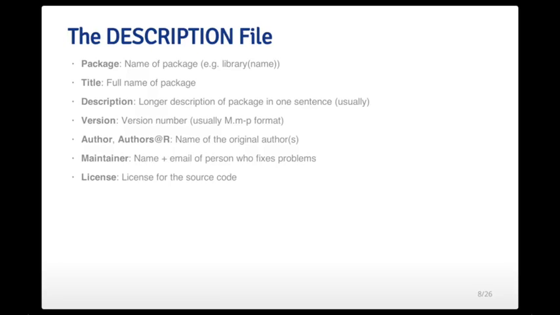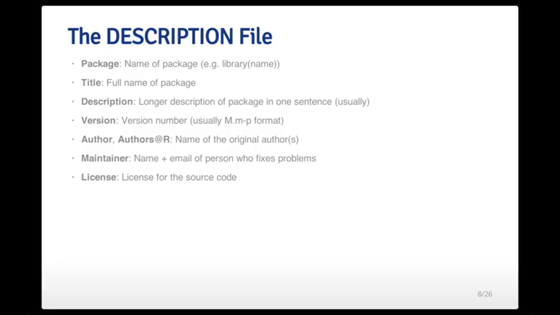So what is it? The first thing is the description file. After you've created your directory, you can put a description file in there, and these are the elements that you need to have in the description file. First, of course, is the name of the package. The title is a slightly longer description of the package beyond just the name. And then the description field is an even longer description. This could be a sentence or maybe even a sentence or two.